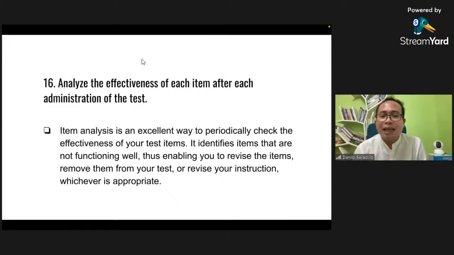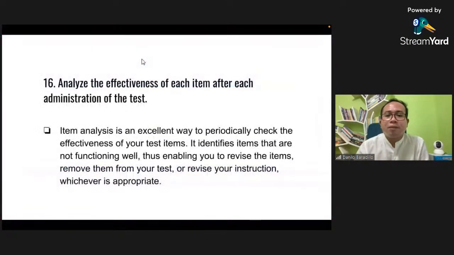Okay, that's what I mean when I say item analysis. So the item analysis would come right after there's already a result, and that's already very much possible when you have already established, of course, a table of specifications as to how many items are allotted for that, and what are those that are answered correctly by many, and what are those that are not answered correctly by many, and remove them from your test, or even revise the instruction, whichever is appropriate.